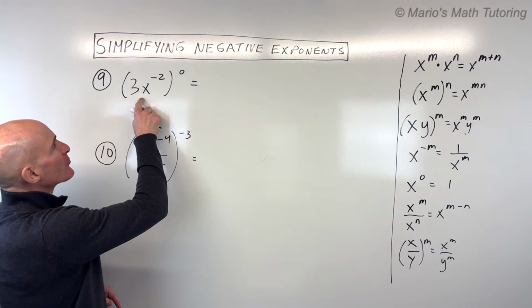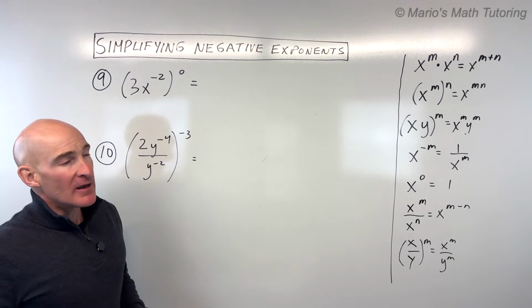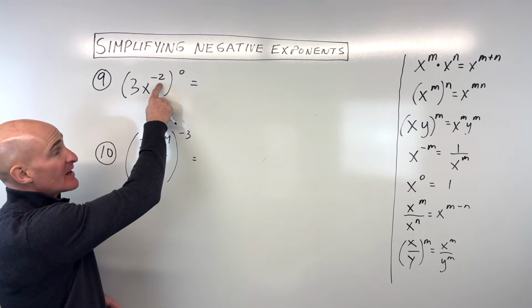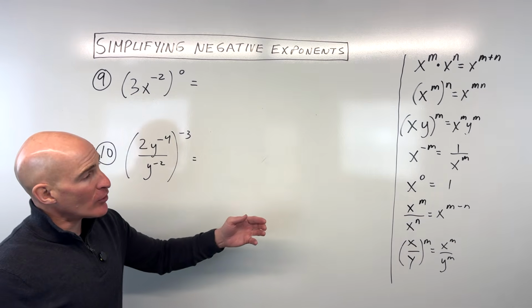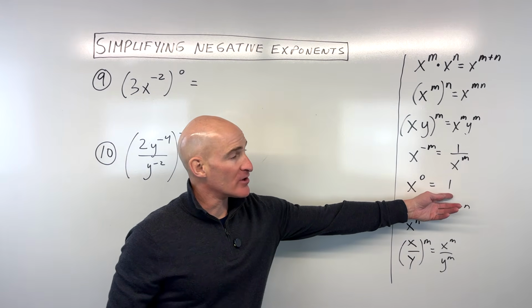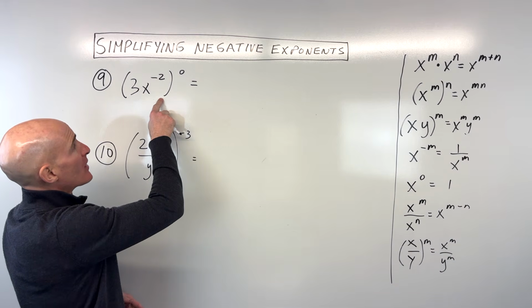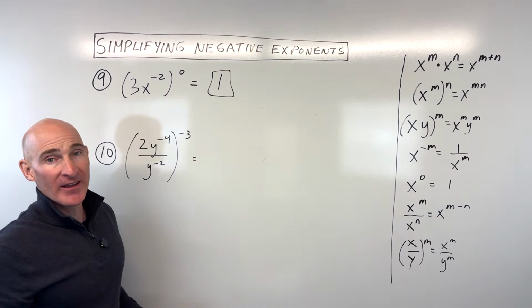This problem here, we have 3x to the negative 2 all raised to the 0 power. Now, a lot of times students will jump right in and start doing some operations here. They see the negative exponent, and they know they want to get rid of those negative exponents. But remember, anything to the 0 power is always equal to 1. Notice this whole quantity is in parentheses. It's raised to the 0 power, so this is just going to equal 1.